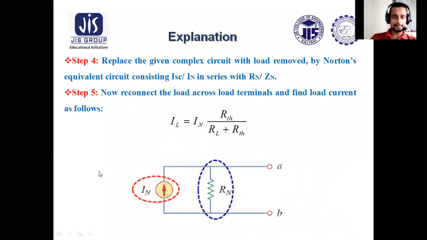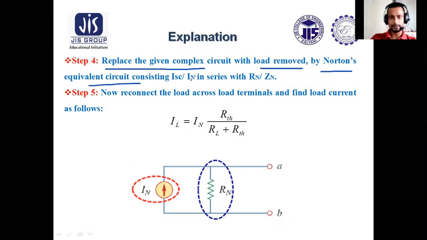Now, any complex circuit can be represented by Norton's equivalent circuit, in which IN will be the Norton's current and Rn is Norton's equivalent resistance. So once this is found, at the last stage, what shall we do? As per step 4, replace the given complex circuit with load removed. See, load is removed, still by Norton's equivalent circuit comprising this. So this is Norton's equivalent circuit.